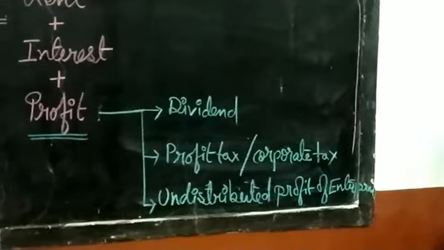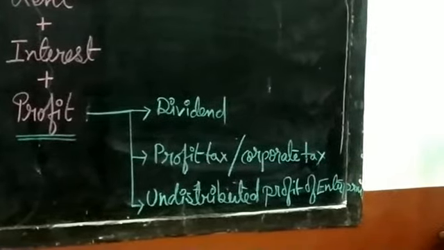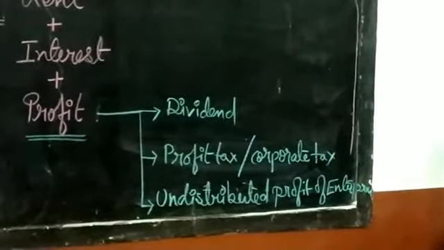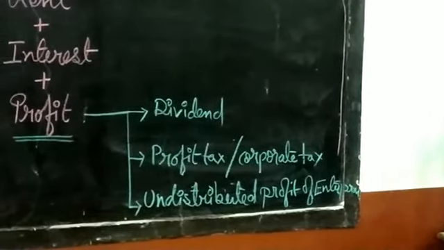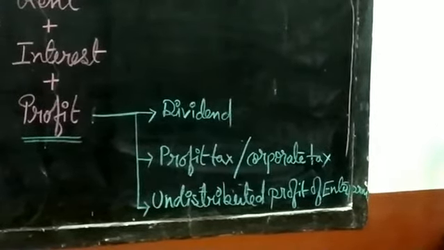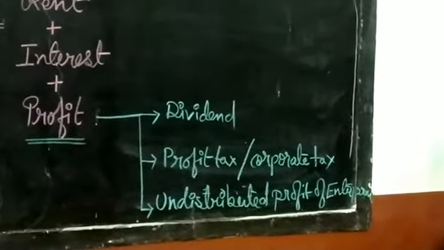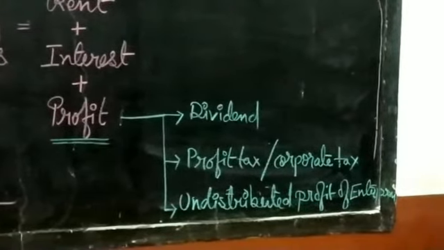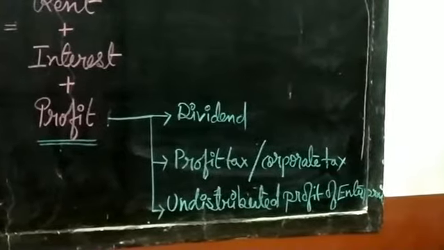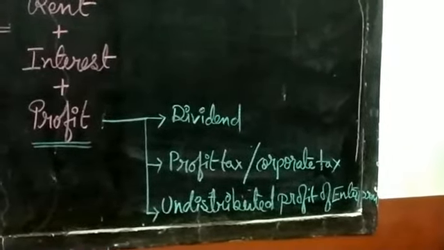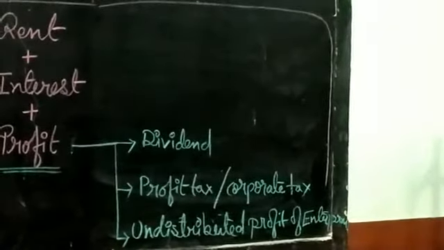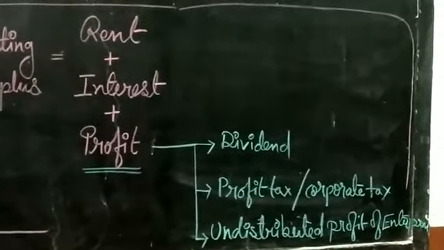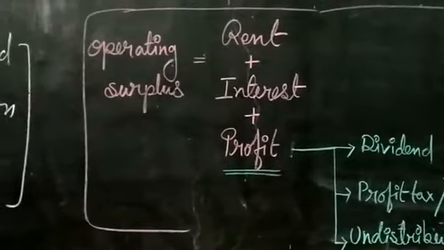It is not necessary that it is given; it depends on the entrepreneur whether they want to give it or not. Other than dividend, there is profit tax or corporate tax, which is a tax a person pays on his profit, and the undistributed profit of sole entrepreneurs. All these values are part of profit, and profit, interest, and rent are part of operating surplus.